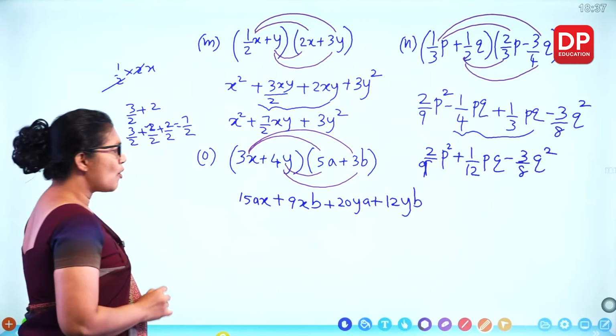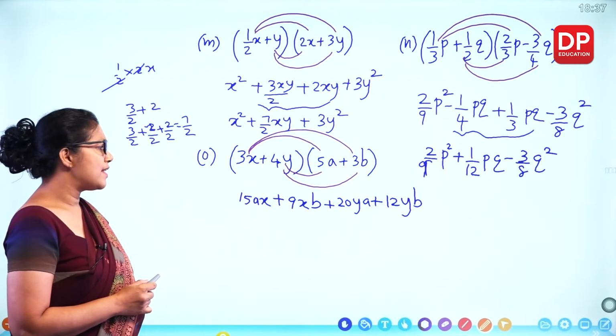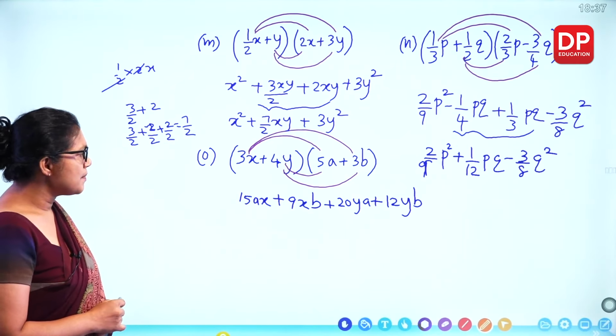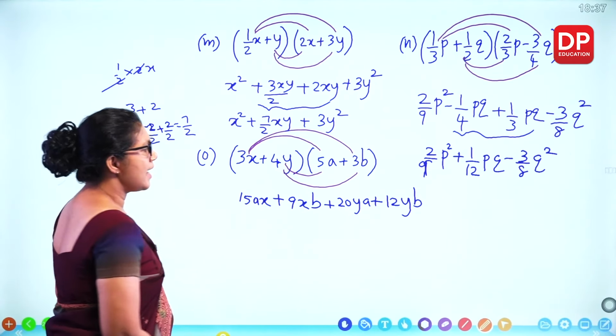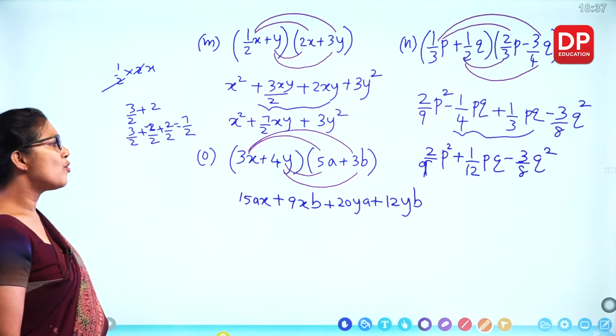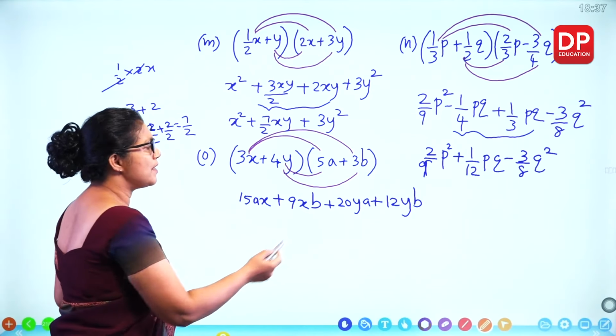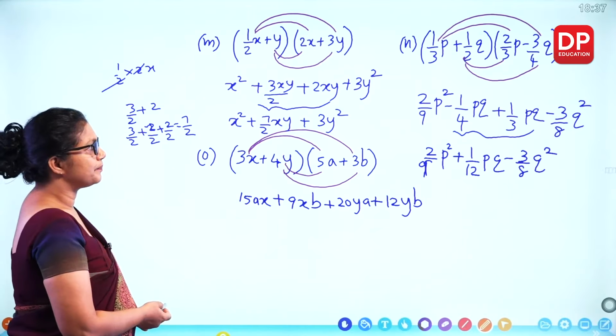12yb. Now carefully look at this and see whether there are like terms. This is ax, xb, ya, yb. So there are no like terms. You have to keep the answer like this.